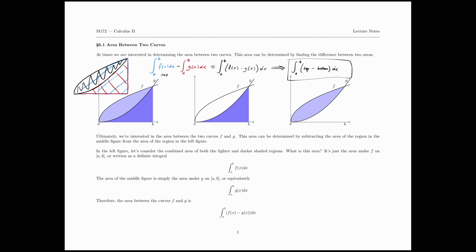However, if our region was not just A ending at B, but maybe A to this x value, something a little bit larger than B, it's like right about here, then we do see that G and F swap positions. So this formula of top minus bottom only is valid in these subregions where the one graph is always above the other graph.